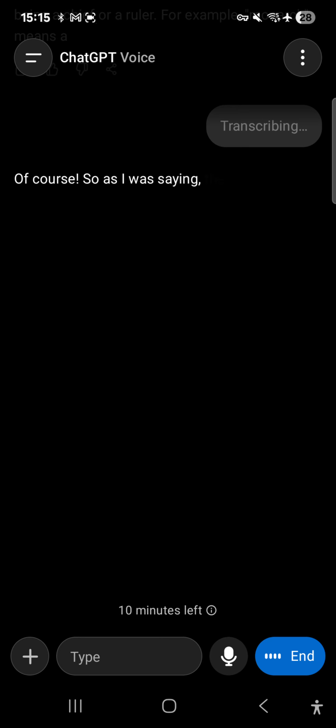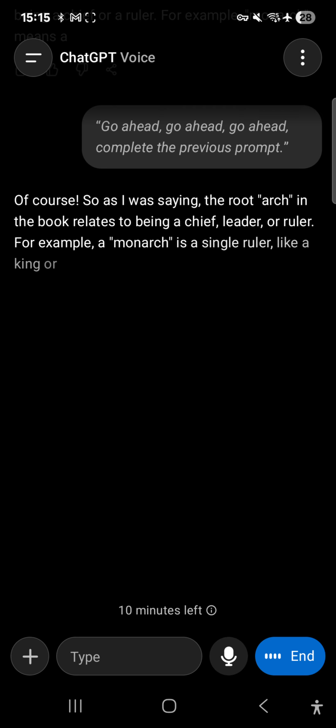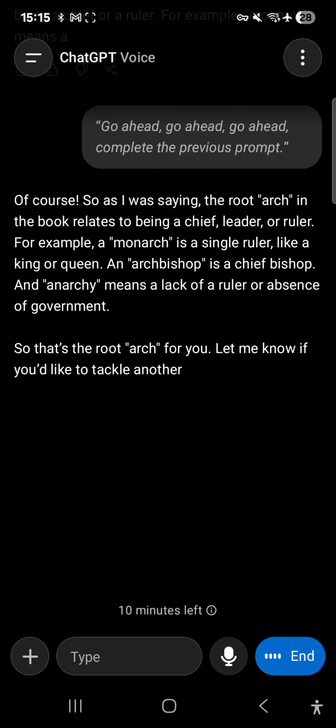Of course. So, as I was saying, the root arch in the book relates to being a chief, leader, or ruler. For example, a monarch is a single ruler, like a king or queen. An archbishop is a chief bishop. And anarchy is a lack of a ruler or absence of government. So, that's the root arch. Let me know if you'd like the next one. Go ahead with another root word.